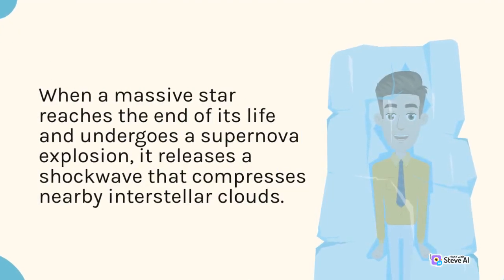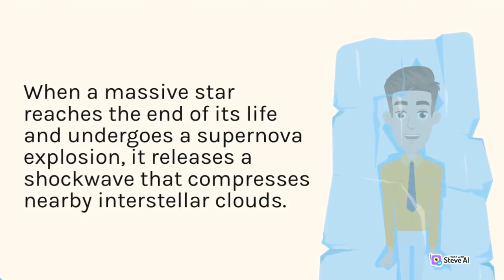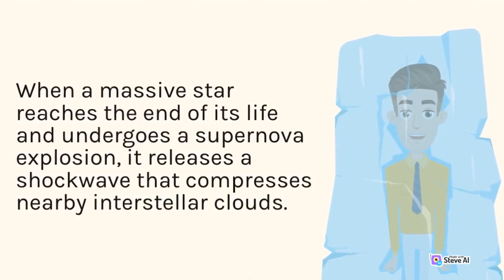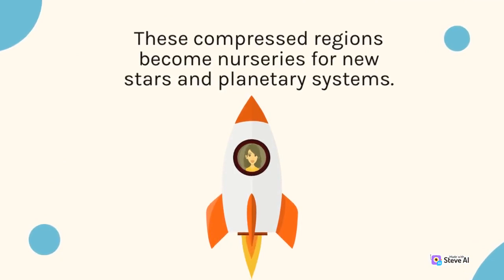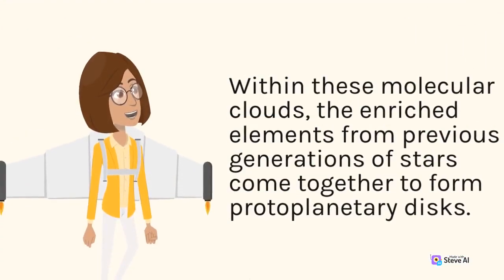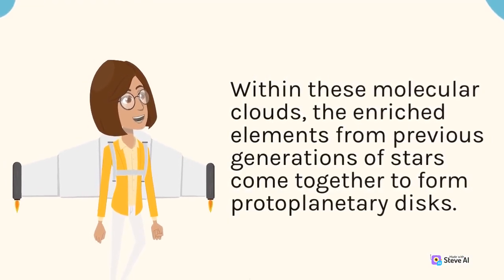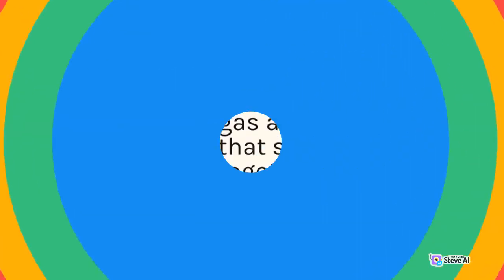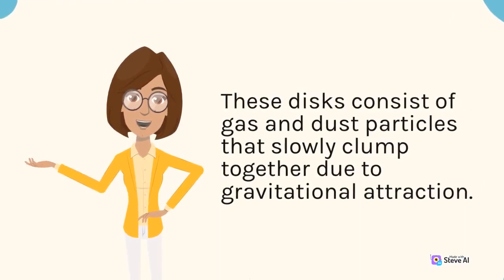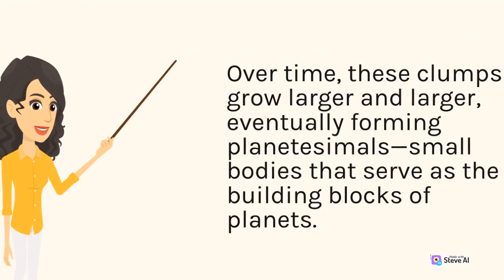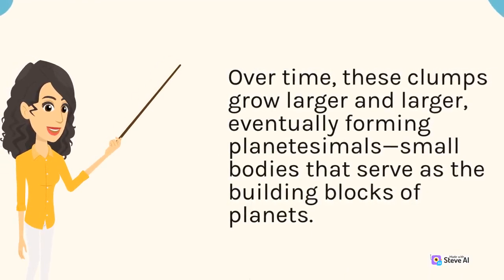When a massive star reaches the end of its life and undergoes a supernova explosion, it releases a shockwave that compresses nearby interstellar clouds. These compressed regions become nurseries for new stars and planetary systems. Within these molecular clouds, the enriched elements from previous generations of stars come together to form protoplanetary disks. These disks consist of gas and dust particles that slowly clump together due to gravitational attraction. Over time, these clumps grow larger and larger, eventually forming planetesimals, small bodies that serve as the building blocks of planets.